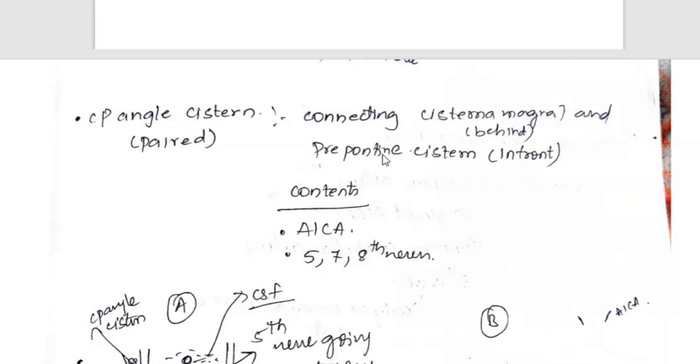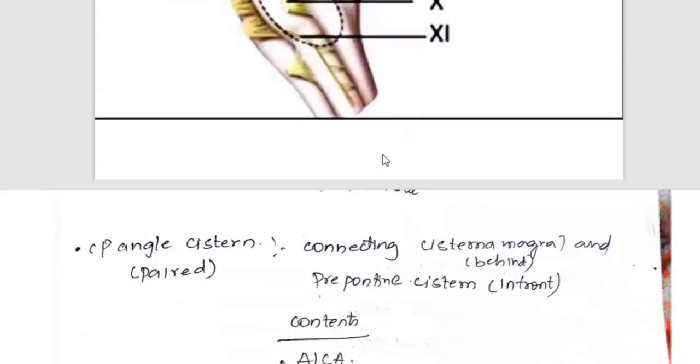So the CP angles, I told you, this line you will understand when you know the prepontine cistern and cisterna magna. The CP angle cistern is present between the prepontine cistern in front and the cisterna magna from behind, connecting them. We can understand it by a 360-degree view: in front we have the prepontine cistern, laterally on both sides we have the CP angle cistern, and behind we have the cisterna magna, at the axial section of the brain.